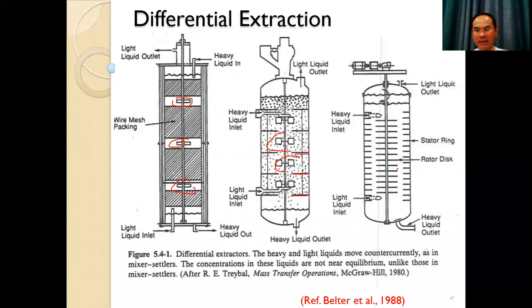Another one looks like this, but we have a lot of rotating impellers. We increase the number of rotating impellers, and the other parts are fixed while the impellers move. Again, the light liquid phase goes upward and the heavy liquid phase goes downward in this case.